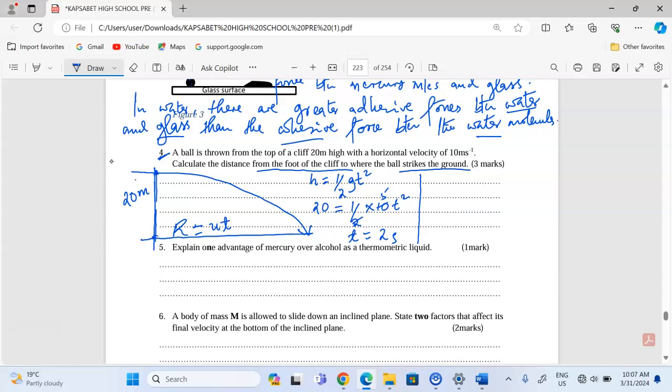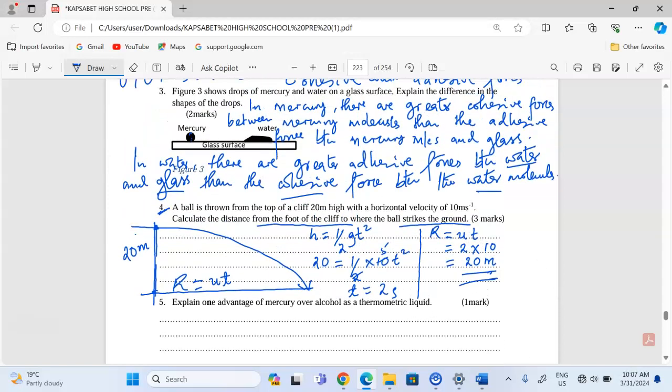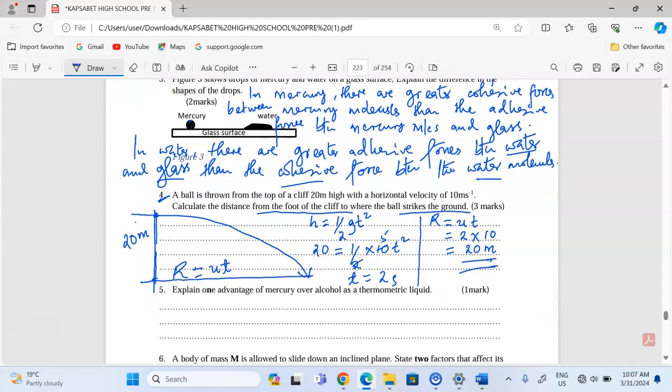Now we can get the range, the distance covered from the foot of the cliff to where the ball is going to land. We have said this is given by ut, which means now we need 2 seconds multiplied by the horizontal velocity of 10 meters per second, giving 20 meters distance. That is where the stone or the ball which has been thrown is going to land.